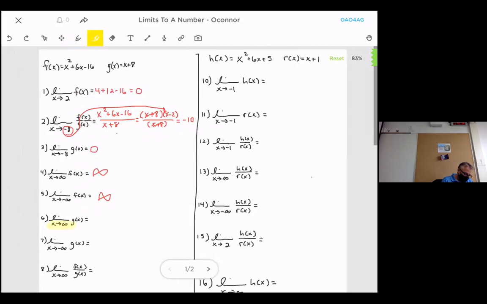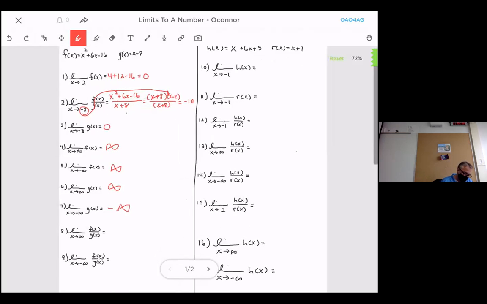All right, 6 and 7 also are the infinity type problems. So now we're doing the positive negative thing. I'm plugging it into G. So positive 1 billion plus 8 would go to positive infinity. And negative 1 billion plus 8 would go to negative infinity.